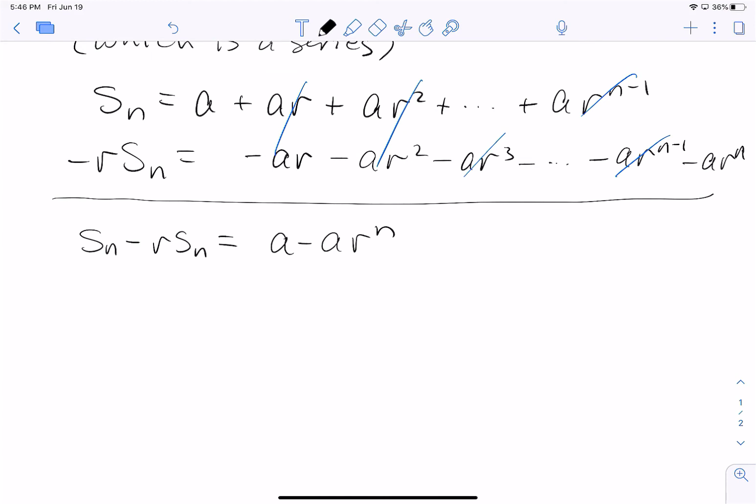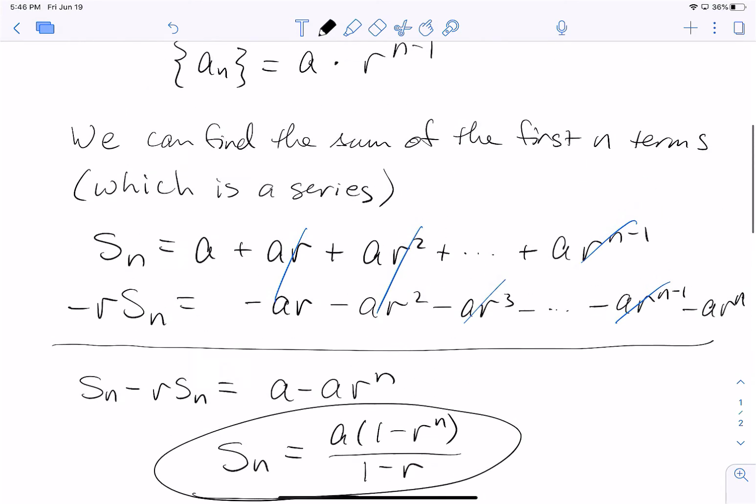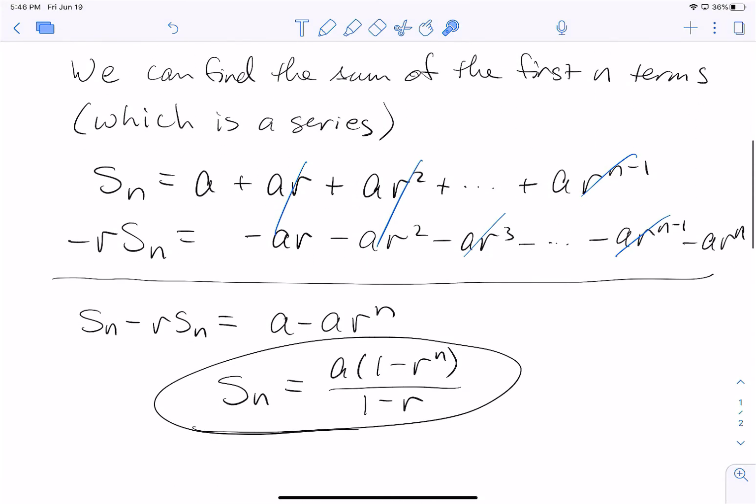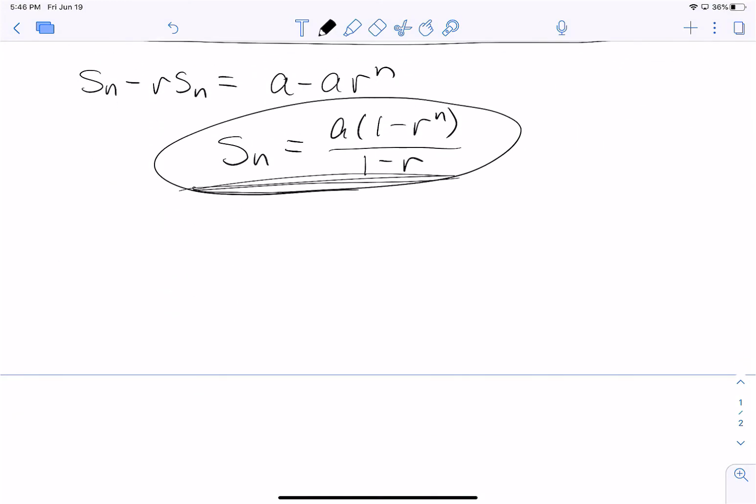Factoring out and then solving for s sub n, we get that s sub n is equal to a times the quantity 1 minus r to the n, divided by 1 minus r. We had said that this was an infinite geometric sequence, and we just showed what would happen if we added together a finite number of terms. This will give a sum, but it's not the whole sequence. Or I should say it's not the whole series. It's not the sum of the whole sequence.